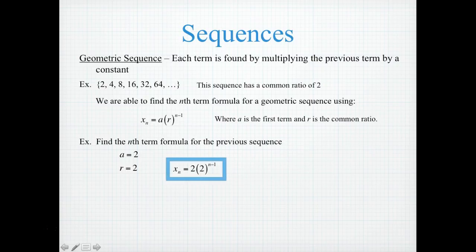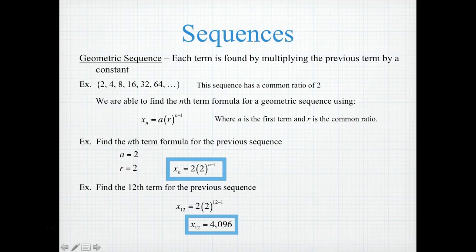Now we wrap this lesson up by identifying the 12th term for the previous sequence. So if I substitute 12 in for n in my nth term formula, that's going to allow me to identify what the 12th term is. So we simplify. 12 minus 1 is 11, 2 to the 11th power, and then we multiply that value by 2, gives us 4,096. So the 12th term in the previous sequence was 4,096.